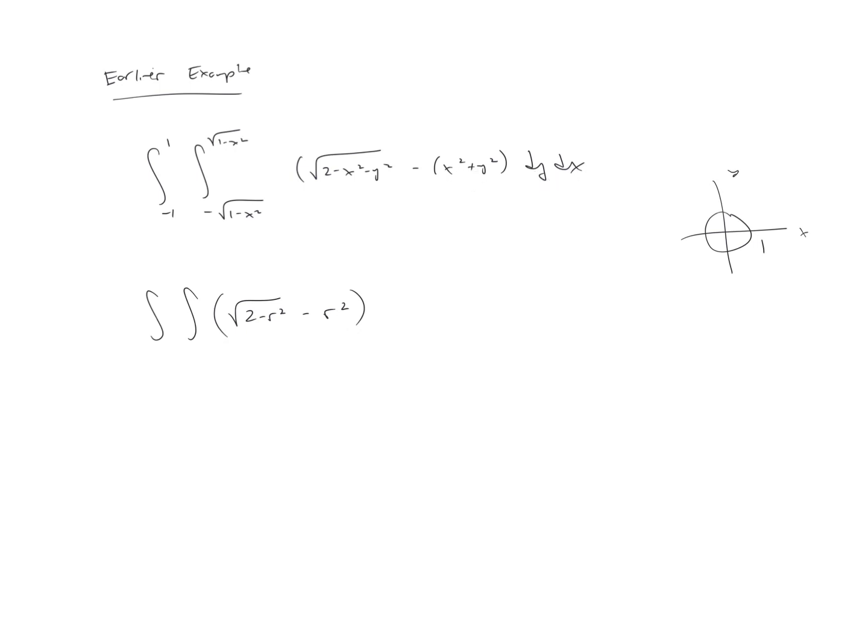The dy dx is going to turn into an r dr d theta. And then for our bounds here, the r, much like the last example, is going to go from now 0 to 1, and we'll go from 0 to 2 pi around. So much easier to deal with, not only in the bounds but in the functions themselves.